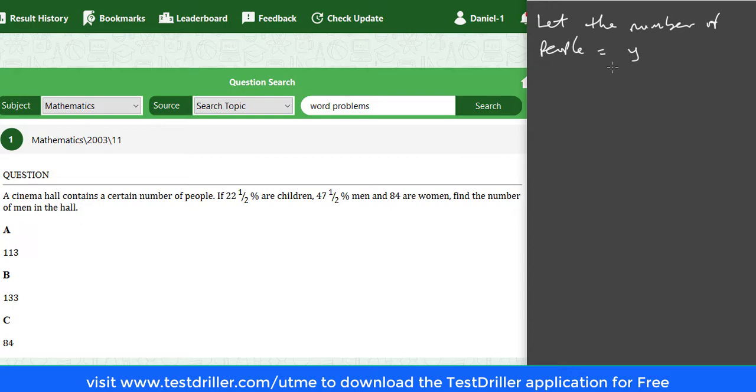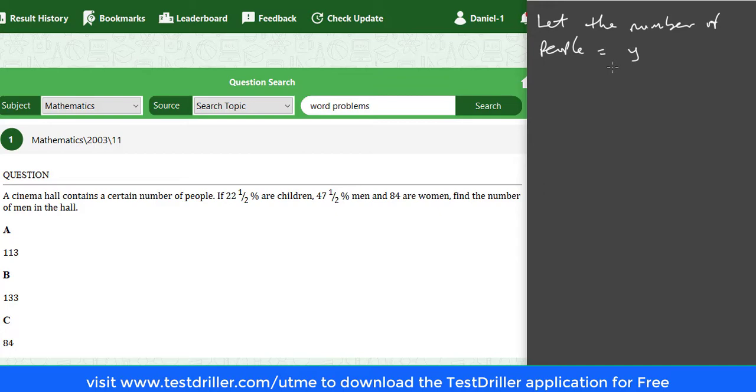So now you've gotten a good picture of what's happening. It's okay, there's this y number of people in this cinema hall. So let's read on. In that cinema hall, we have three categories of people. We have children, we have men, and we have women. In this case, we are assuming that those men and women are adults. Then the children, whether male or female, constitute a group. So now there are three groups of people in that hall: the children, the men, and the women.